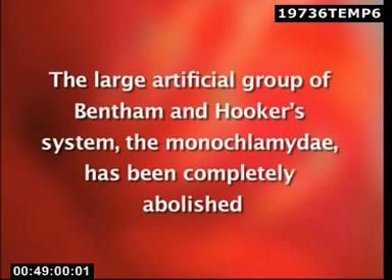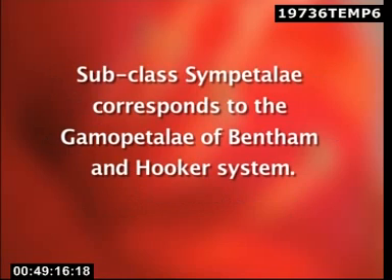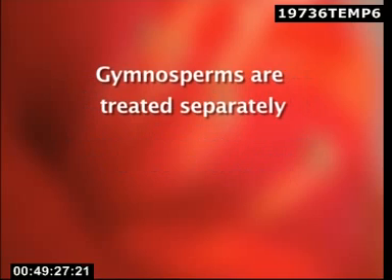Now the merits and demerits of the Engler and Prantl system of classification. First, the merits. The large artificial group of the Bentham and Hooker system, the Monochlamydeae, has been completely abolished and its families have been distributed among the related forms with free petals in the Archichlamydeae series. Number second, the subclass Sympetalae corresponds to the Gamopetalae of the Bentham and Hooker system. The orchids were considered more highly evolved than the grasses. Then gymnosperms are treated separately.